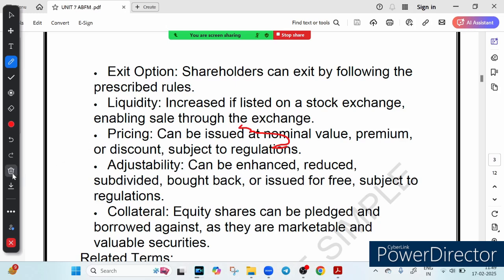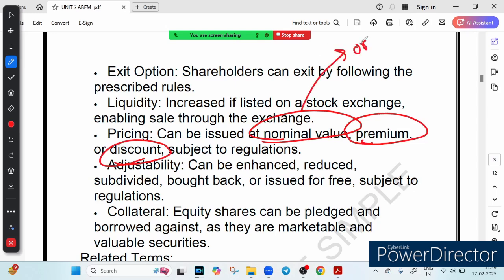So I told you the three prices. The first price is called nominal value, second is called premium, or a discount. Nominal value means what? Nominal value means original price. When I say premium, it means higher price. When I say discount, it means lower price. Based on the regulation, they decide the pricing, right? So shares can be issued at the original price, at a premium or at a discount depending on the regulation.